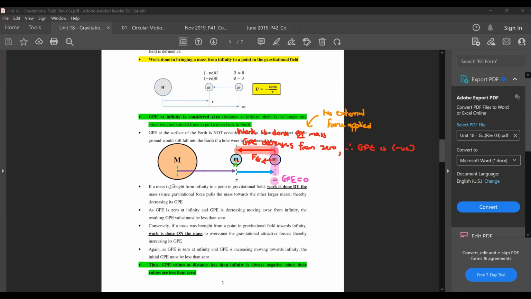Okay. So if mass is brought from infinity to a point in a gravitational field, work is done by the mass since gravitational force pulls the mass towards the other larger mass, thereby decreasing its GPE. And since GPE is 0 at infinity and GPE is decreasing moving away from infinity, the resulting GPE value must be less than 0. In other words, GPE is decreasing from 0. So your GPE must be negative in the first place.